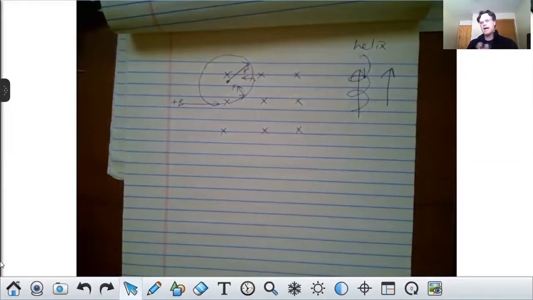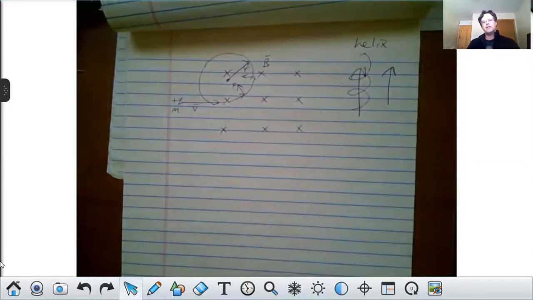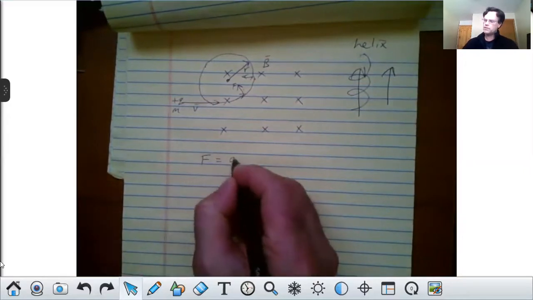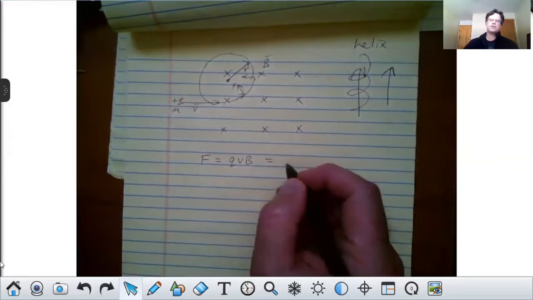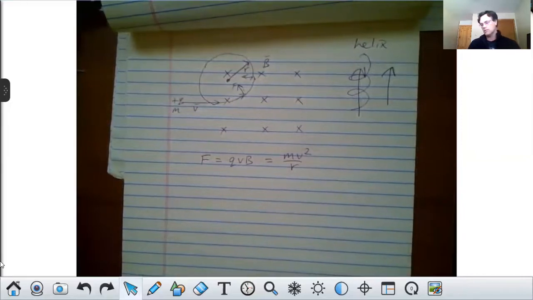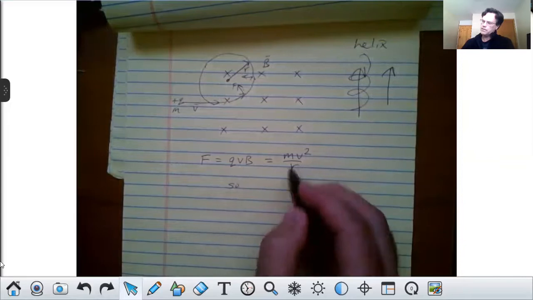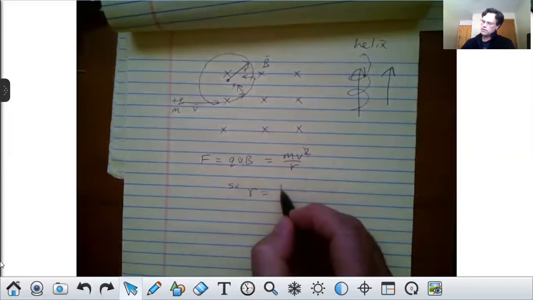How does it depend on the mass of the charge and the other aspects like the speed, the velocity, and the magnetic field strength? Well, in this case, my angle is 90 degrees, so my magnetic force is qvB sine of 90, which is 1. Like I said, it's a centripetal force, so it's going to equal mv squared over r from physics 221. We could solve for the radius now, right? One of the v's cancels. We just have r is equal to mv over qB.